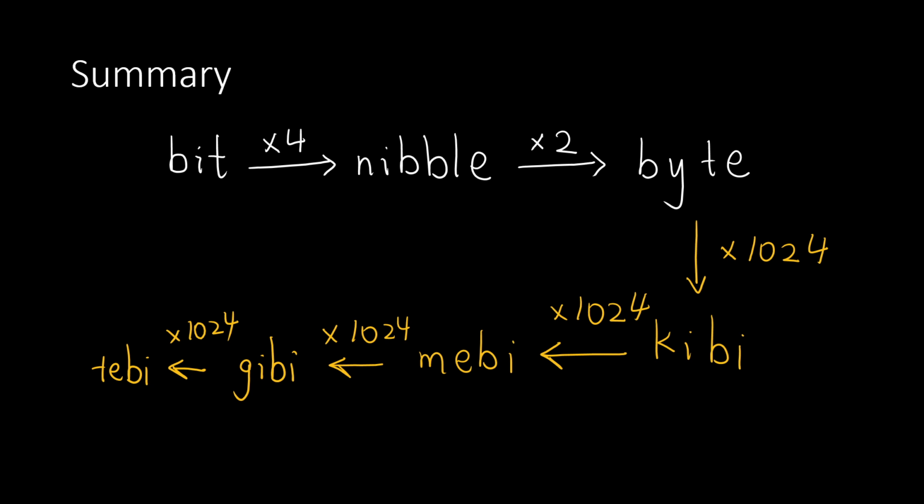Here's a small summary of what we have learned in this short video. The smallest unit, each single 0 and 1, is called a bit, and 4 bits is a nibble, and 1 byte is made of 2 nibbles. And 1 kibibyte has 1024 bytes in it, and 1 megabyte has 1024 kibibytes in it, and likewise gigabyte and terabyte and so on. And all of these increase by a factor of 1024.